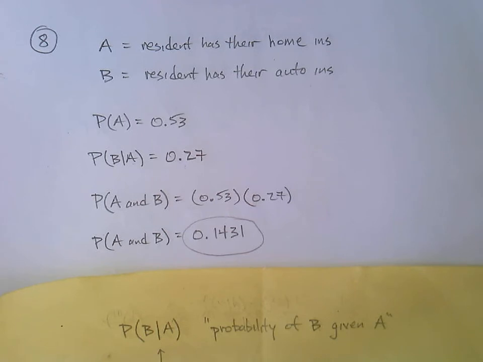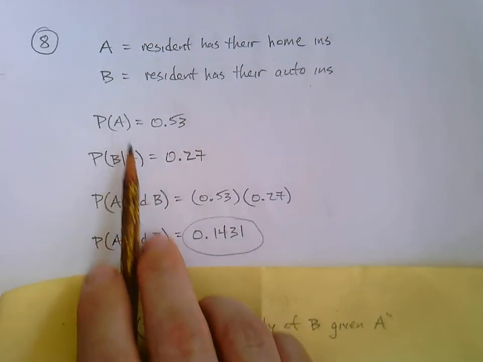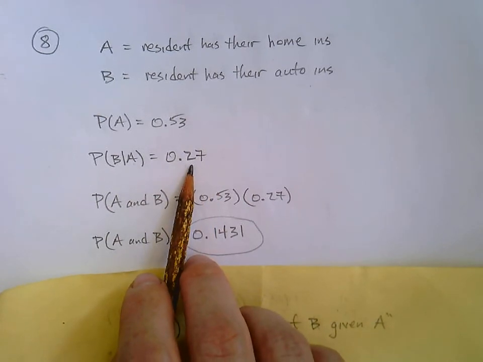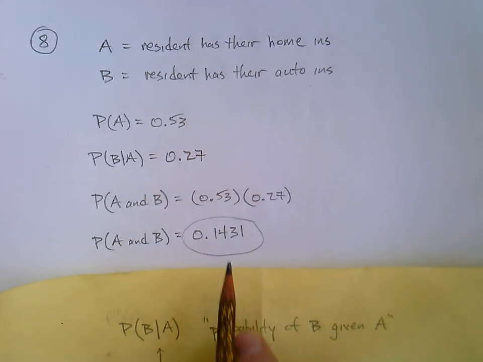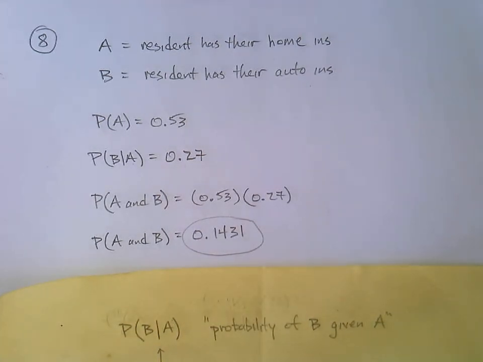And you look at that and think, well, so many people in the city have their home insurance, but not a lot of people have their auto insurance. Of the people with their home insurance, 27%, maybe they specialize in home insurance, and auto insurance is this other thing they started just to get more business, but they're really not known for that. So it turns out in all of the city, only a little more than 14% have both home and auto with them. Okay.